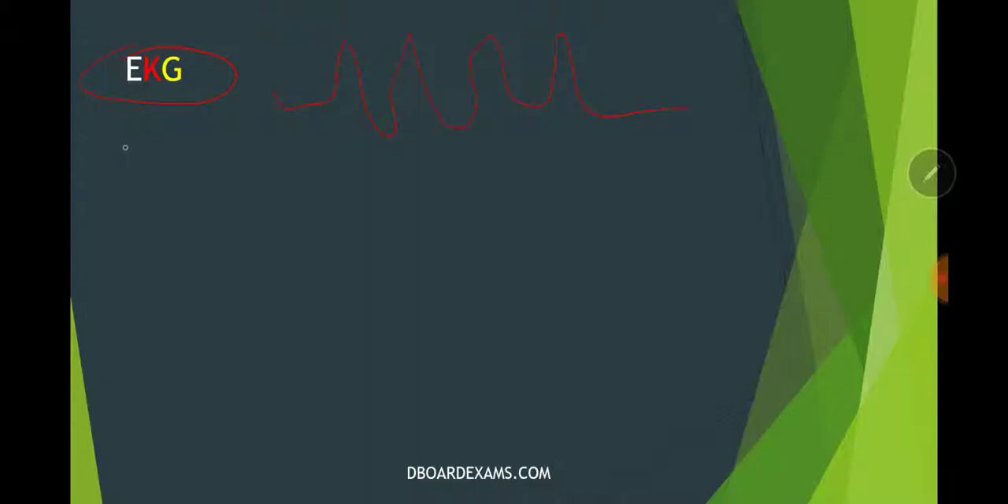So E stands for essential. And guess what K stands for? K stands for ketogenic. And G stands for glucogenic. Okay. EKG.